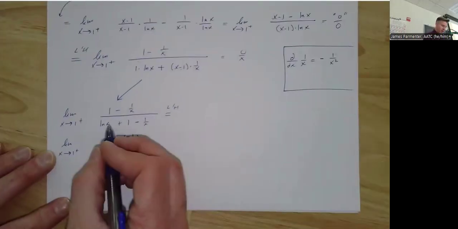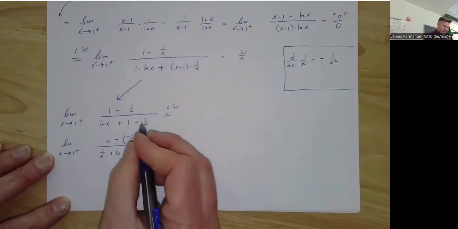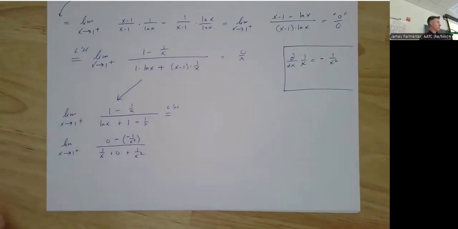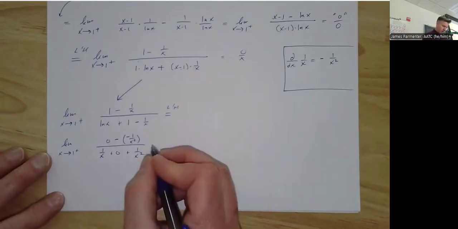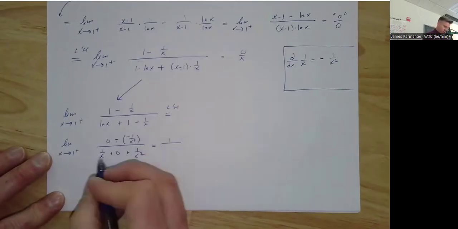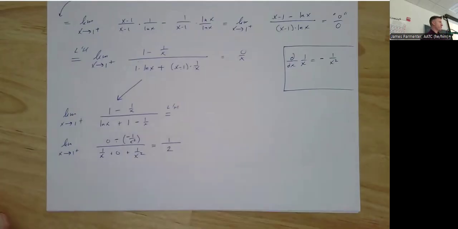Okay, on the bottom, the derivative of the natural log of x is 1 over x. The derivative of 1 is 0. The derivative of negative 1 over x is positive 1 over x squared. So plugging in 1, we get positive 1 over 1 over 1 plus 1 over 1. So we get 1 half. Okay, that wasn't too bad.